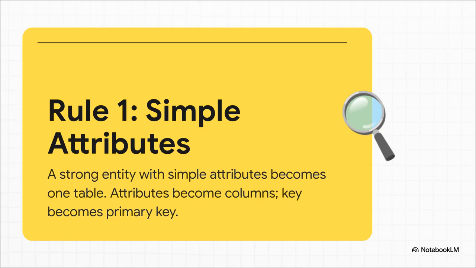Okay, rule 1. This is the easy one, our starting point. If you have a strong entity with just simple, single-valued attributes, like a student with a name and an ID, it becomes one table. That's it. The attributes become the columns, and that unique identifier becomes the primary key. One entity, one table. Done.